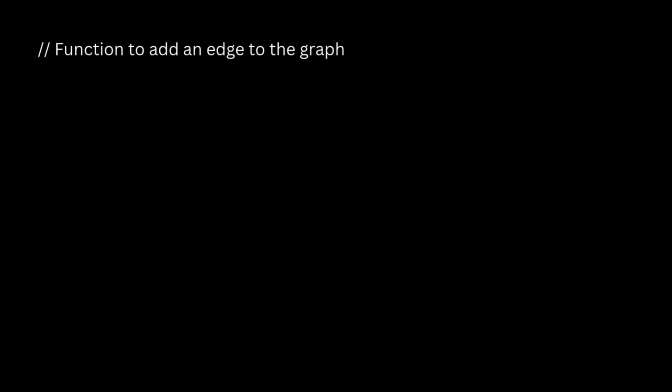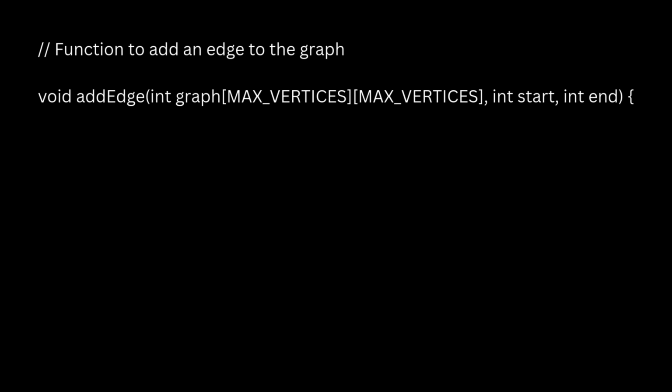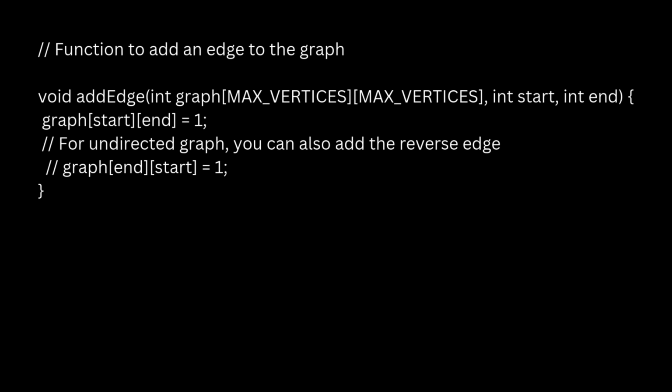Now the add edge function. This function adds an edge between the start and end vertices in the adjacency matrix. This sets the matrix entry corresponding to the edge from vertex start to vertex end to 1, indicating an edge exists between them. This is for directed graphs. If uncommented, the reverse edge would be added, making the graph undirected.